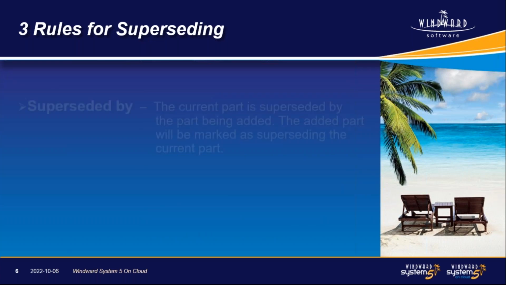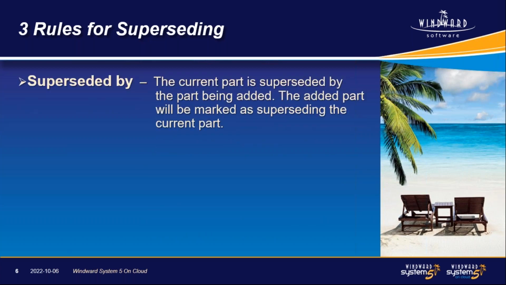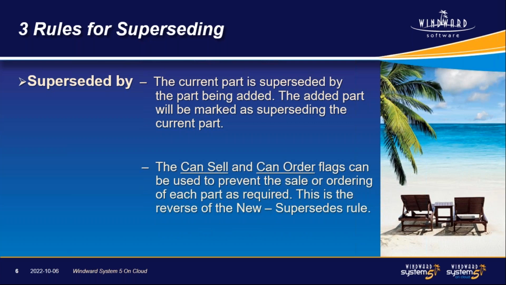Third is superseded by. That means the current part is superseded by the part being added. The added part will be marked as superseding the current part. Also, the cancel and can order flags can be used to prevent the sale or ordering of each part as required. So this is just the reverse of the new supersedes rule.